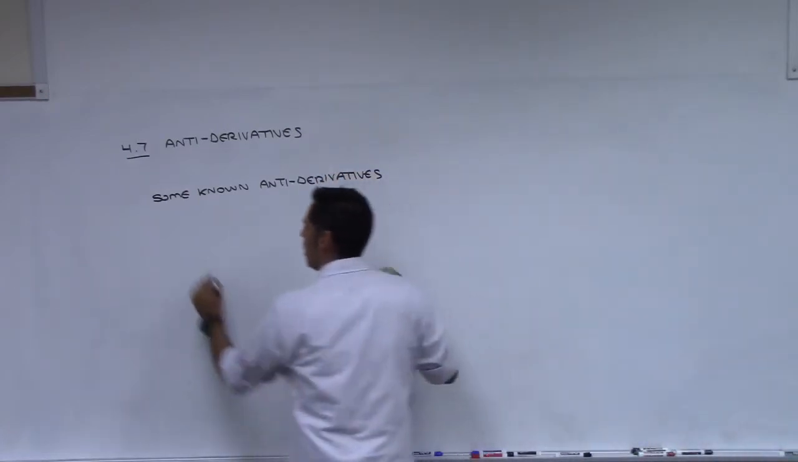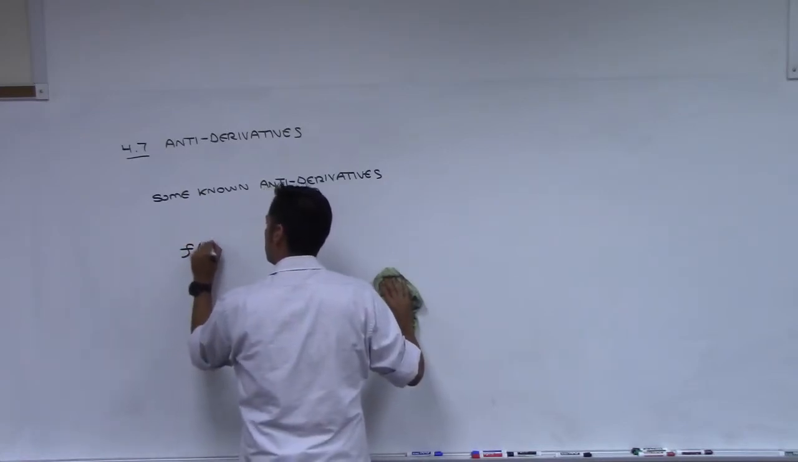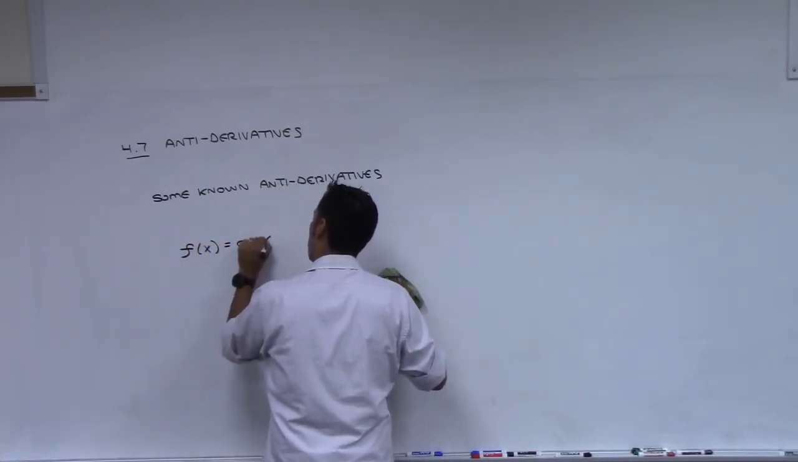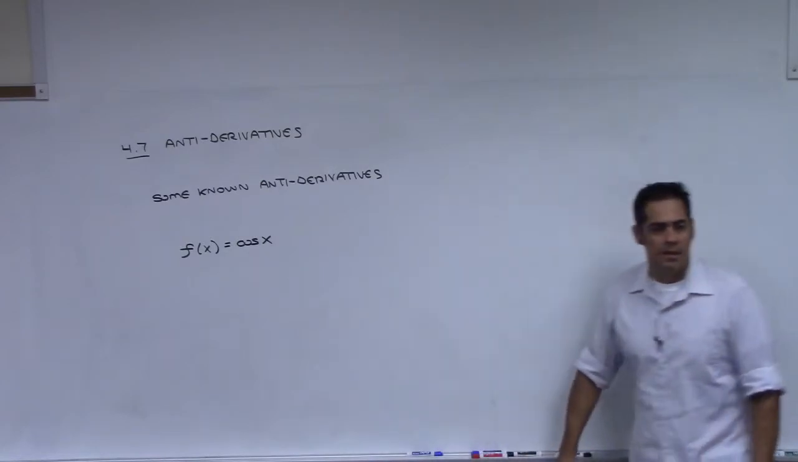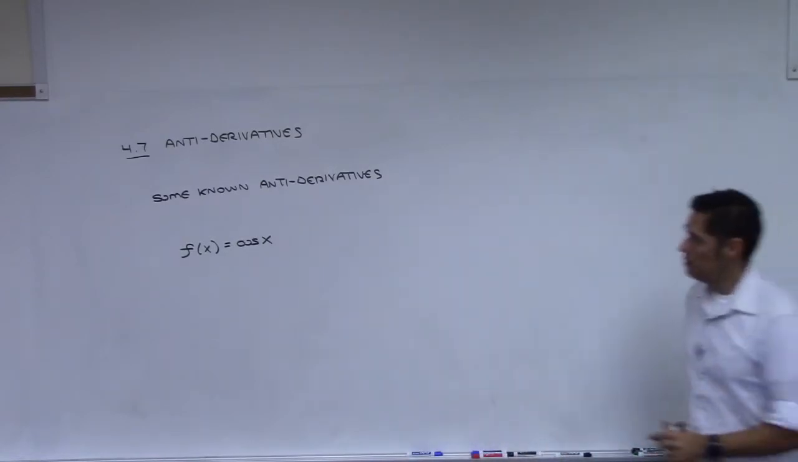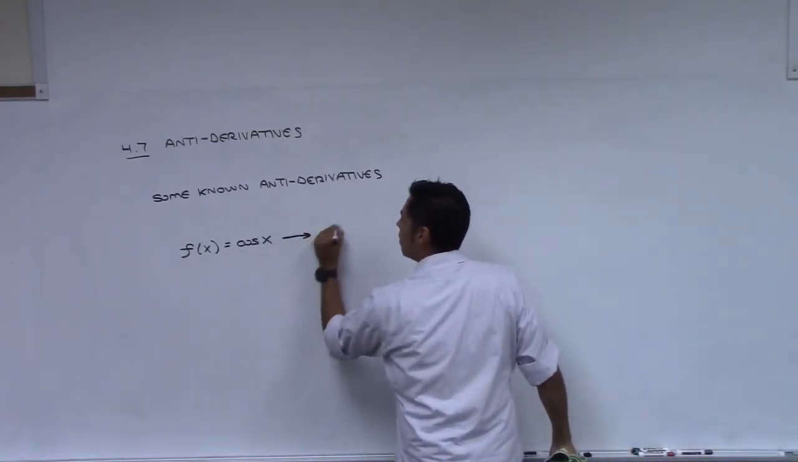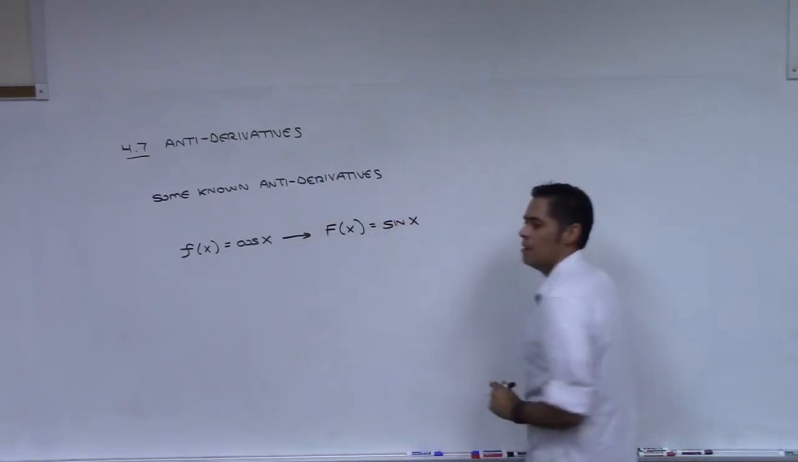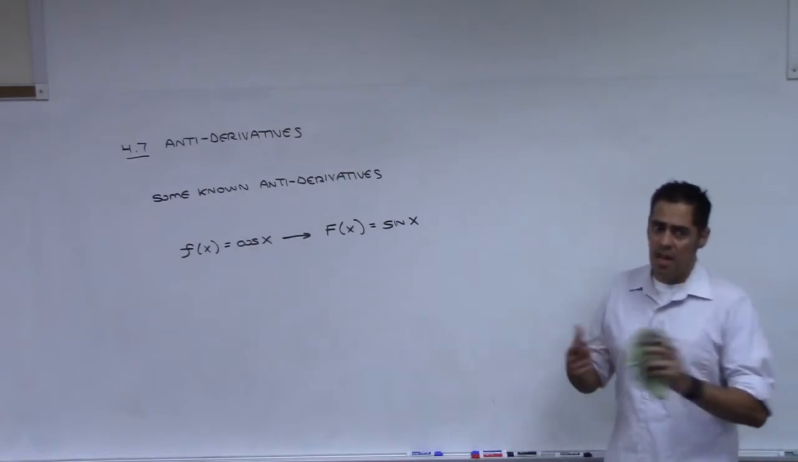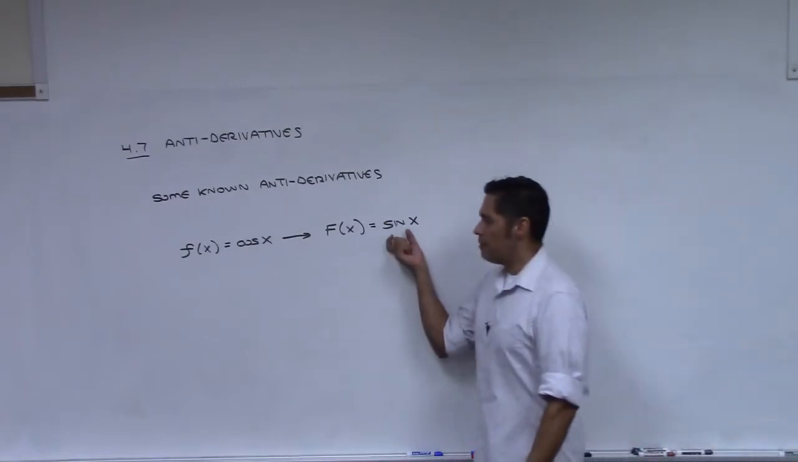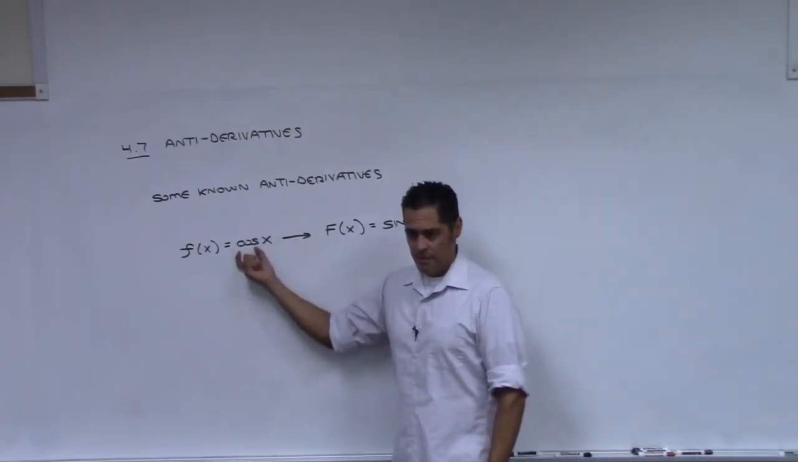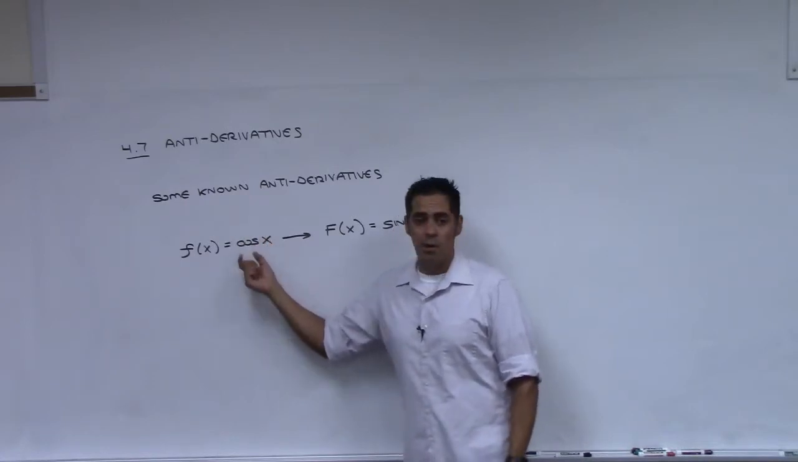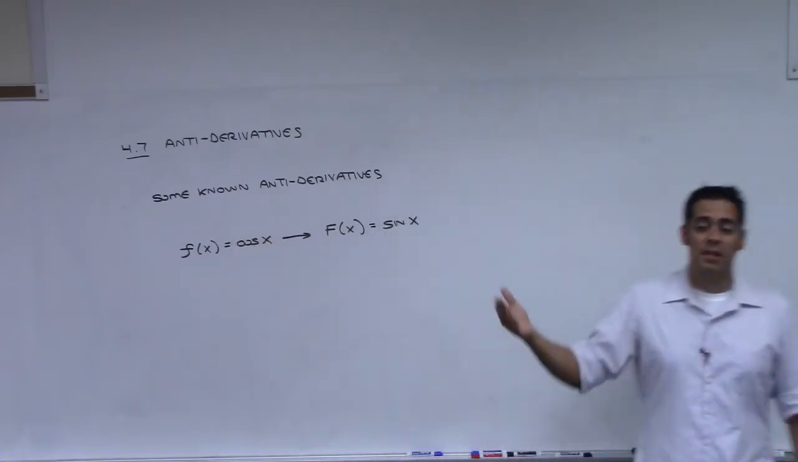All right, how about this one? If little f is cosine of x, can you tell me what an antiderivative of that would be? Sine x, right? Not negative sine x. It's sine x, because when you take the derivative of sine, you get cosine, right? So an antiderivative of cosine of x is sine of x.